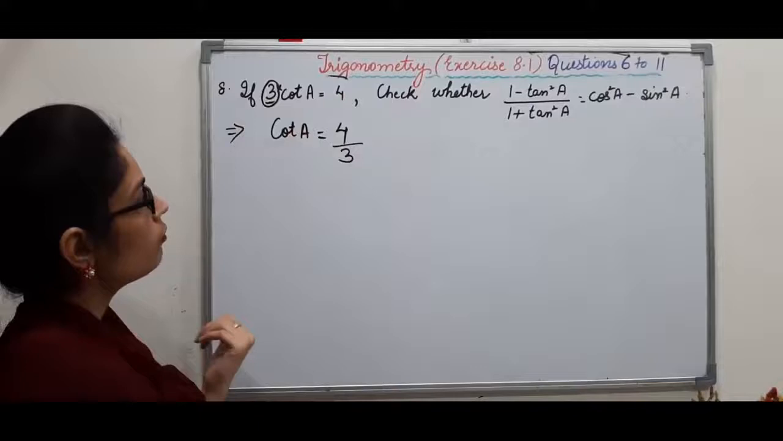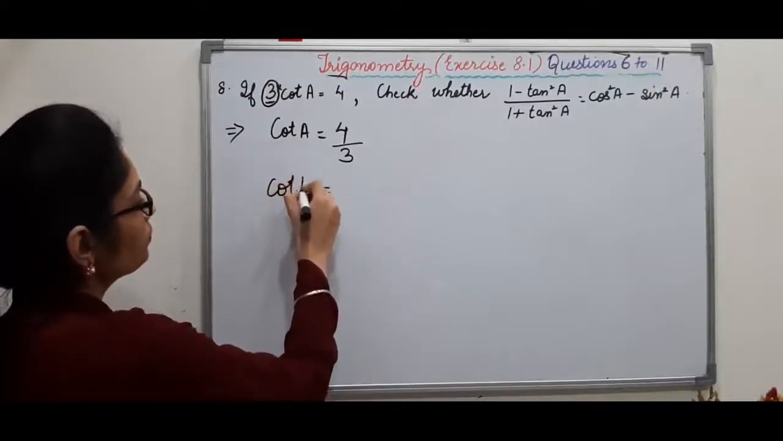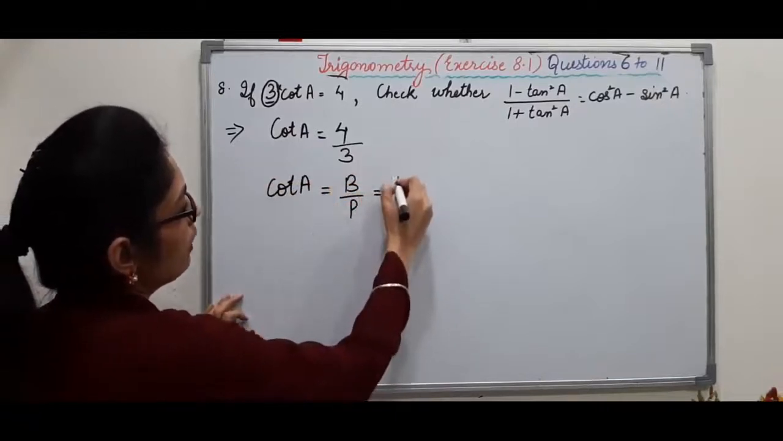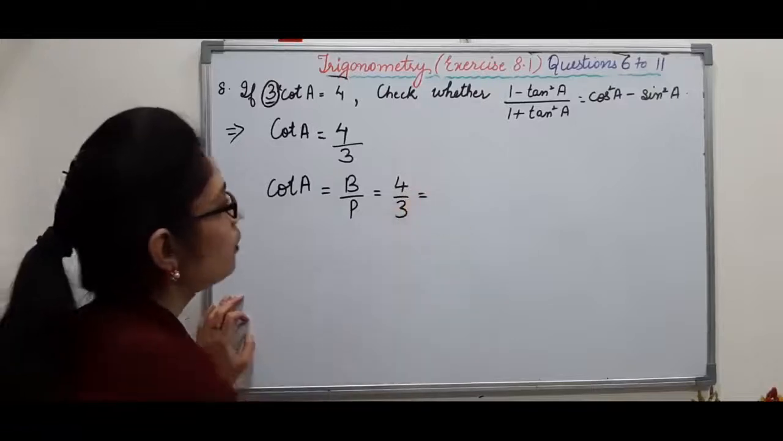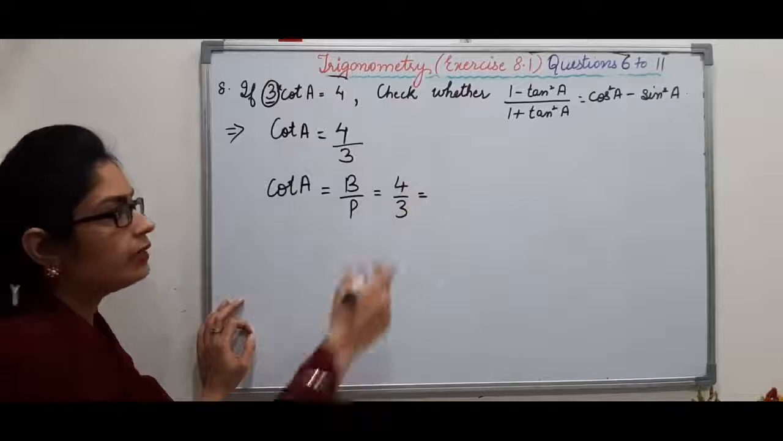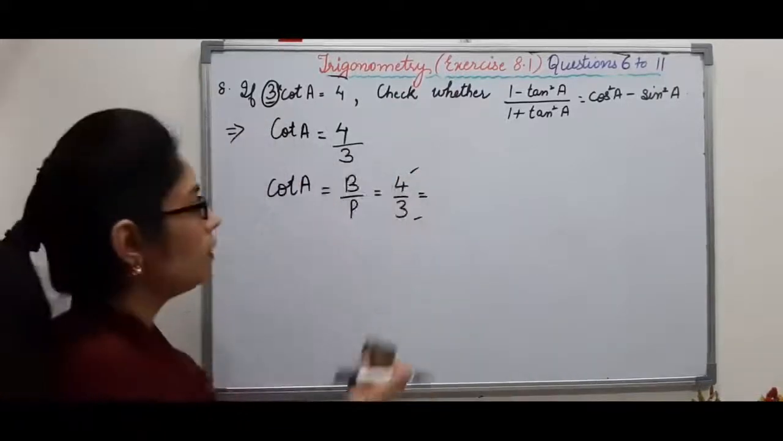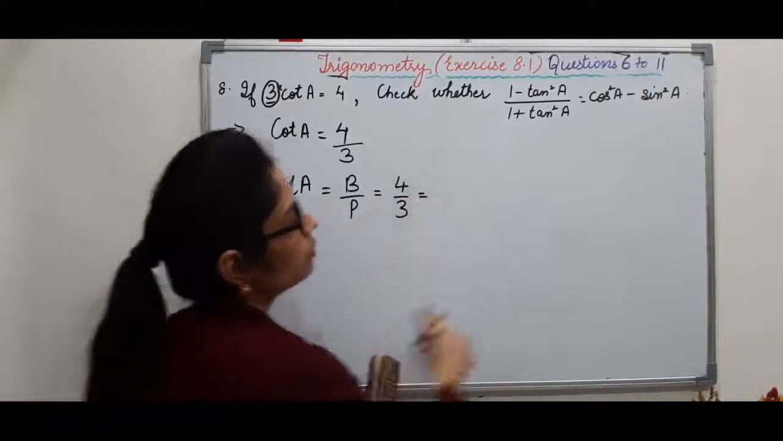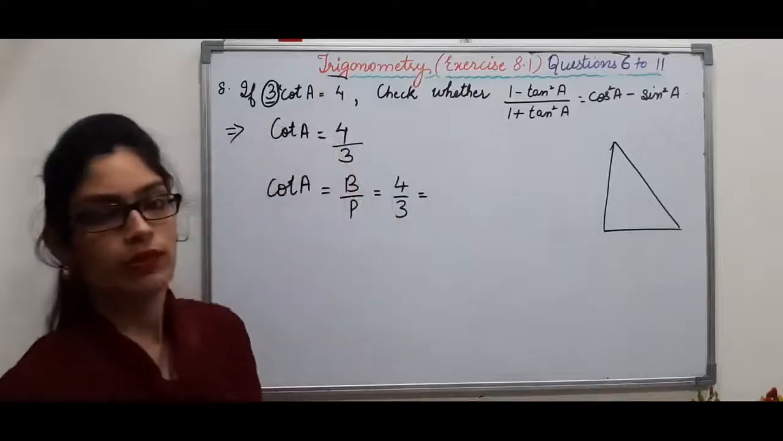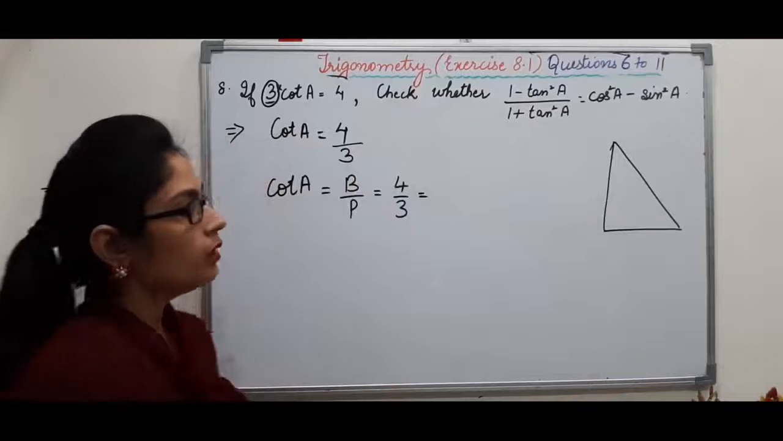Now we know cot A or cot theta is equal to base upon perpendicular, and it's 4 by 3. We have to draw one triangle. We have to assume the sides. Two sides we'll assume as 4x and 3x, and the third side we have to find by using Pythagoras theorem. So let's do that. It is almost similar to the previous question. If you want, you can pause the video and do this question along with me.